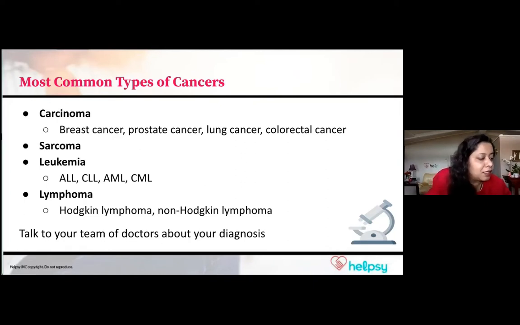The ones that are sarcoma are muscle or connective tissue. So sarcomas would be cancers of the muscles, of the fat, of the nerves, tendons, those kinds of things go under sarcoma. And then leukemia is the cancers of the blood, and lymphoma is cancer of the lymph system. Whatever the name of your cancer is, hopefully now you know how that name is derived.